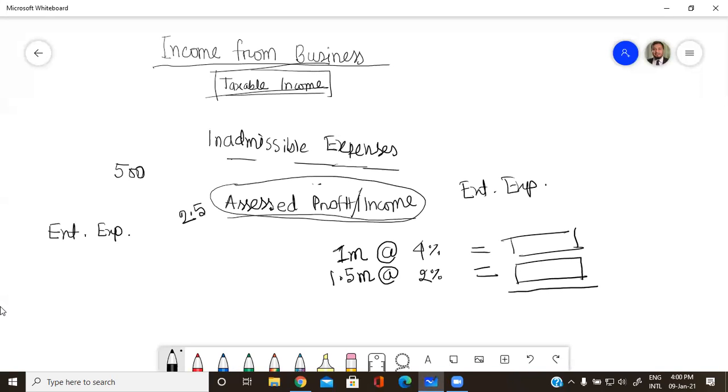Now you sum up. Say you have got 100,000. But say you have actually made entertainment expenses of 150,000. Now how much can you show as allowable entertainment expense?